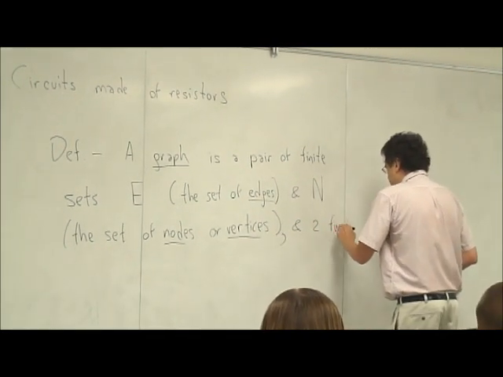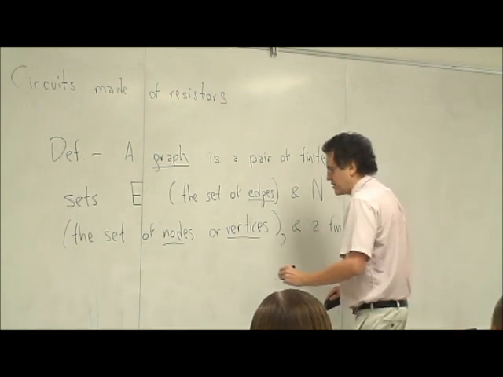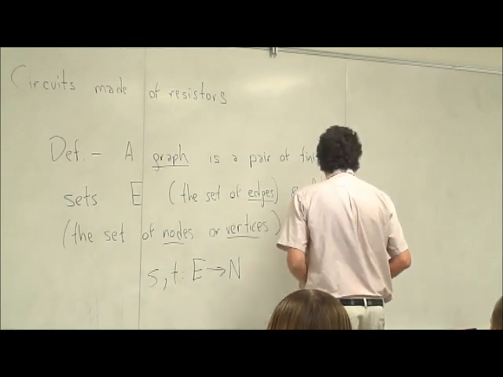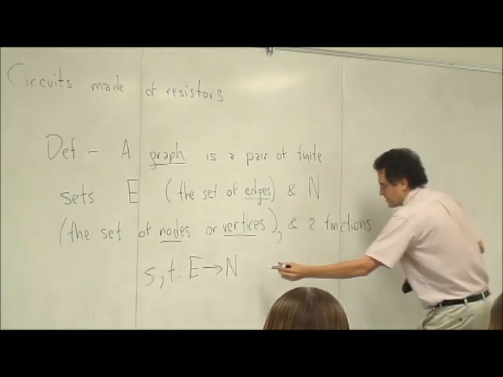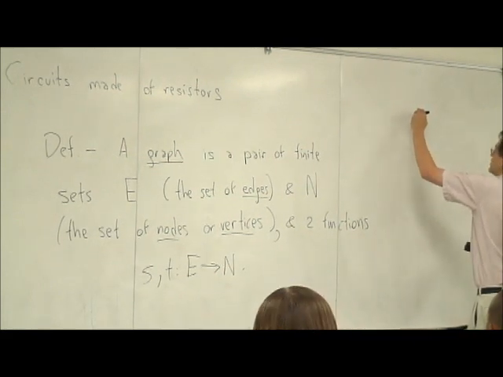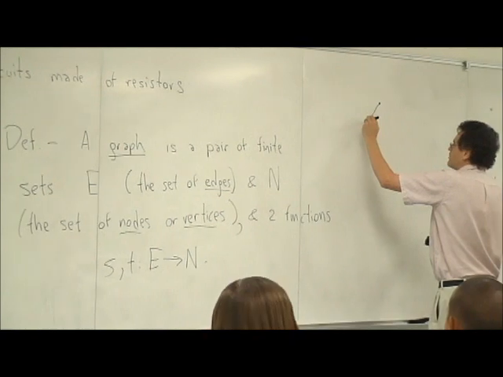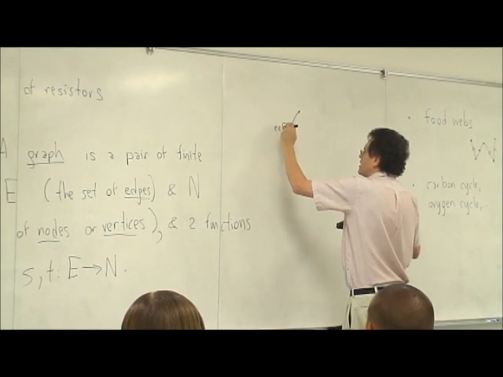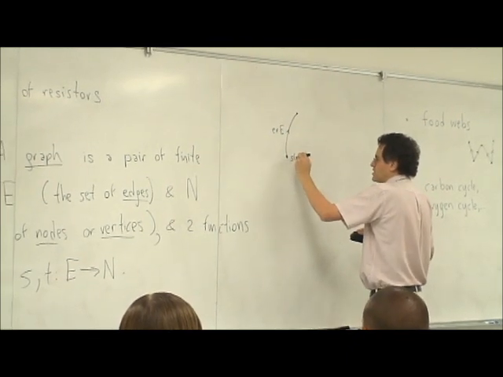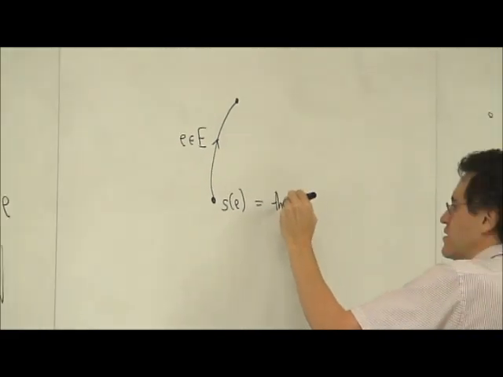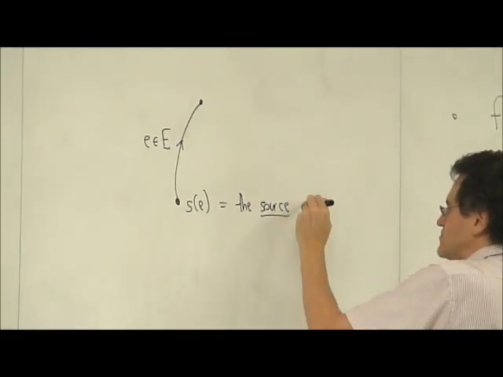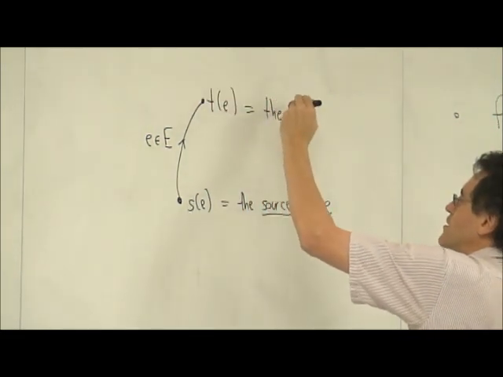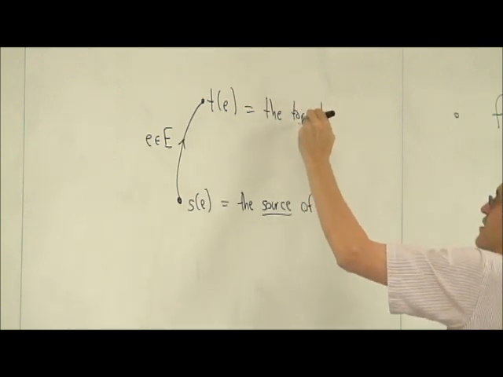And 2 functions, S and T, going from E to N. So that's it, that's what a graph is. But the idea is, you should imagine something like this, that whenever you have an edge, it has a starting point or source. So that's the reason for the S. And an ending point or target. These are terms often used in category theory.